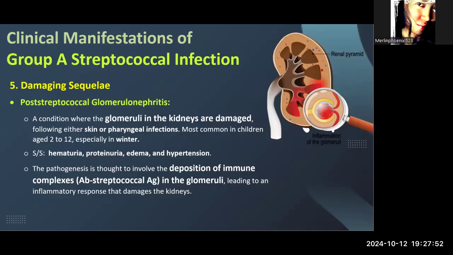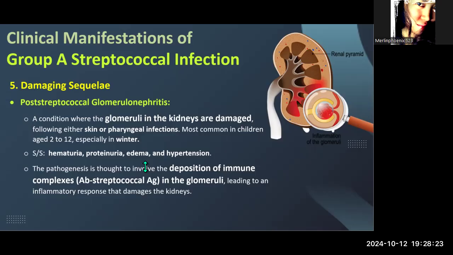Another damaging sequela of GAS infection is post-streptococcal glomerulonephritis. This is a condition characterized by kidney glomeruli damage following skin or pharyngeal infections, and is most common in kids aged 2 to 12, especially in winter months in the US. Symptoms include hematuria, proteinuria, edema, and hypertension.